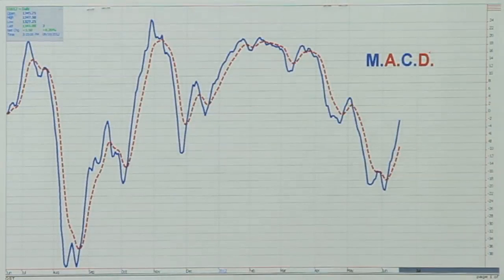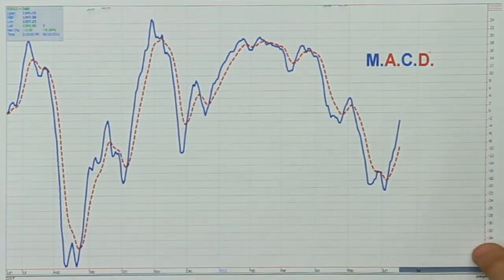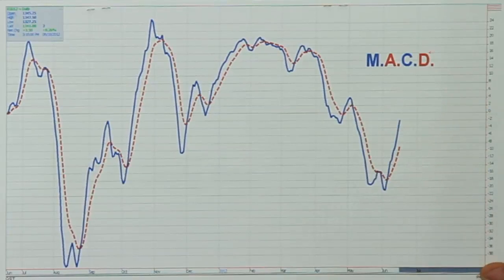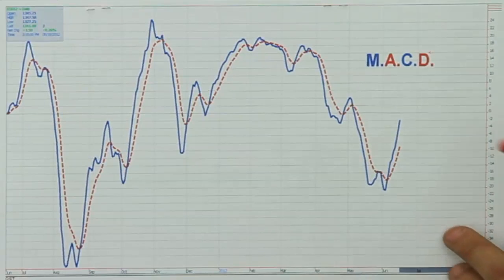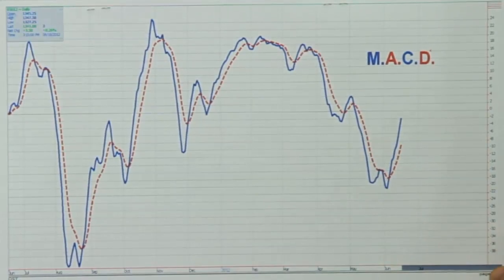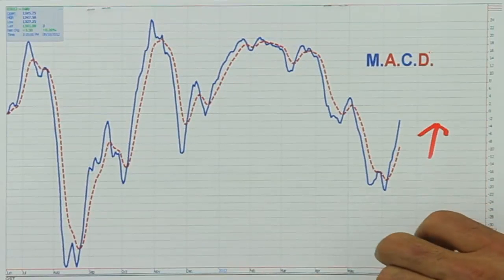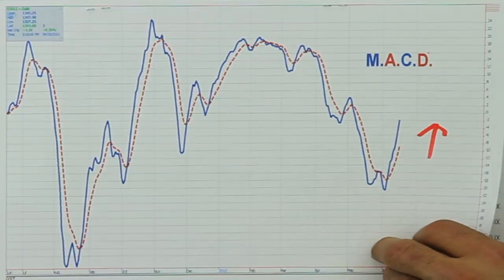Then if you look at the MACD, moving average convergence divergence, a very powerful long-term indicator. It is pointing straight up in all of the U.S. indices, pointing up at least for one more day, Tuesday, for trading the U.S. indices, at least at the onset of trading on Tuesday.